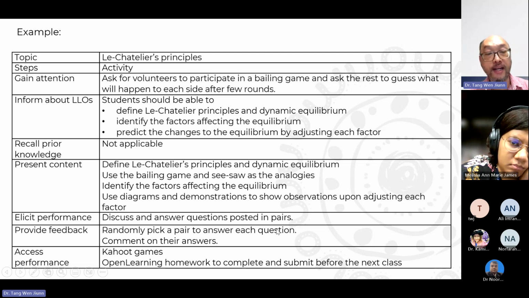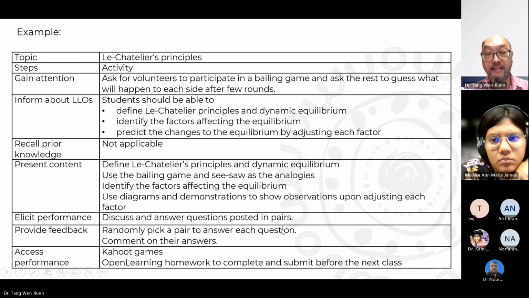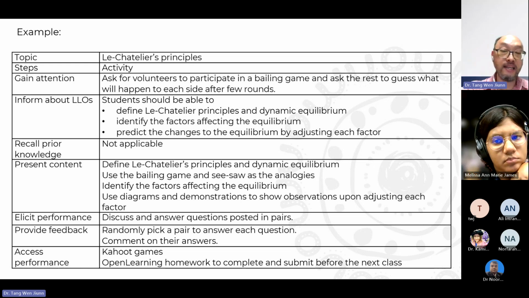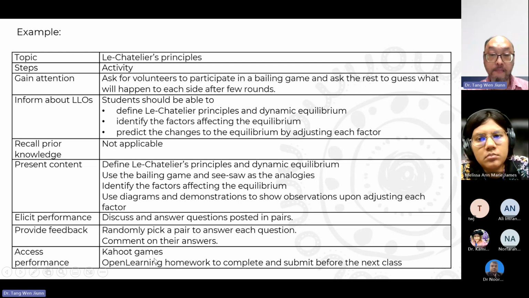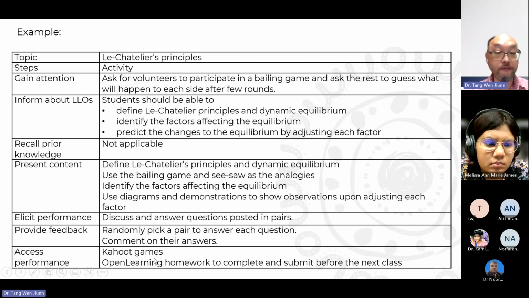And then during the providing feedback, we ask the random pair to answer. If it is correct, okay. If it's wrong, then we'll give them prompts to guide them to the correct answer. Okay. Then at the end, before the class ends, either let them play Kahoot games if we have time. If no time, then they will complete the homework and submit before the next class.